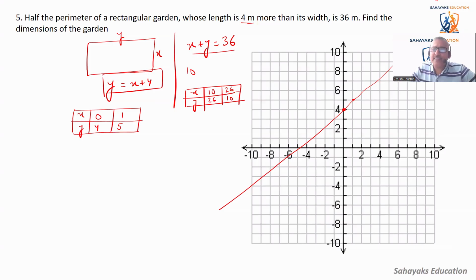And the second point is 26, 10. Oh God, 26, 10 also I'll not be able to place. Sorry guys, you please do this question on your own because this is not coming on my graph sheet. Okay.